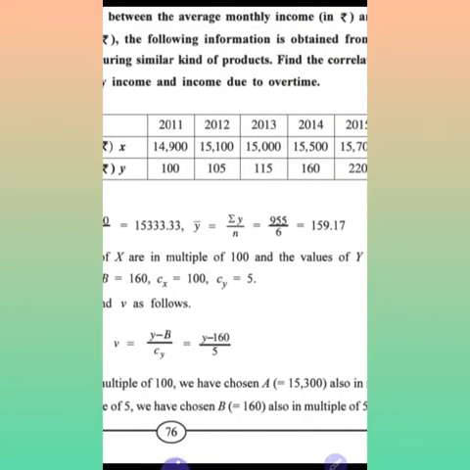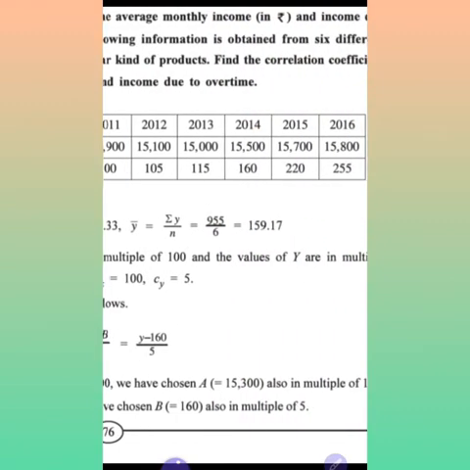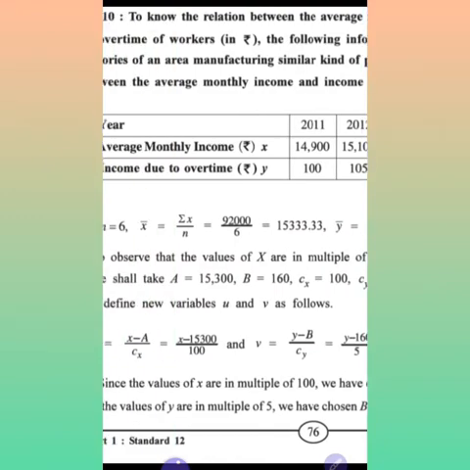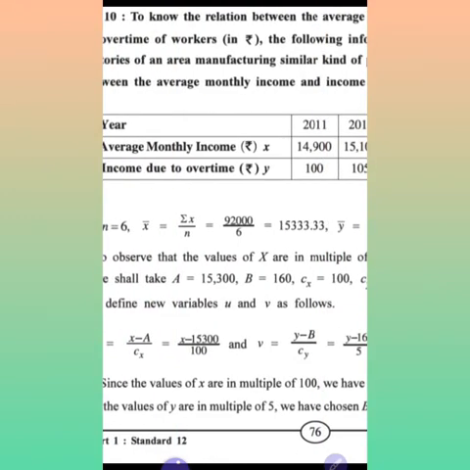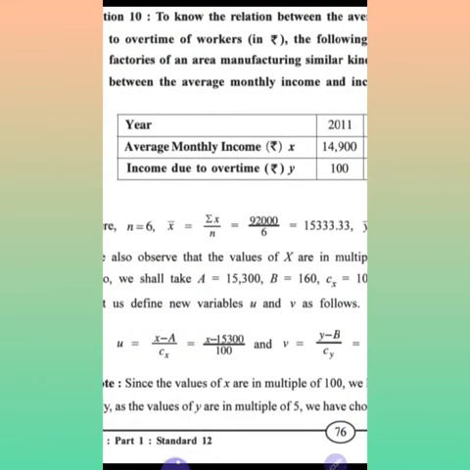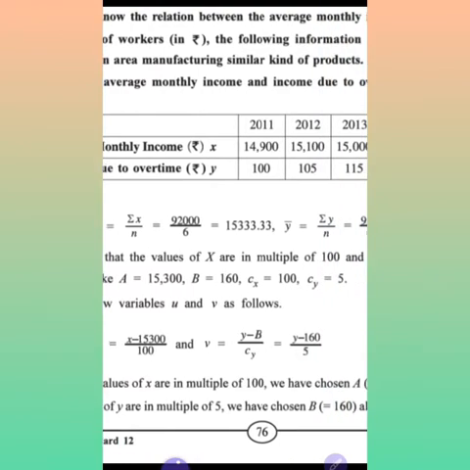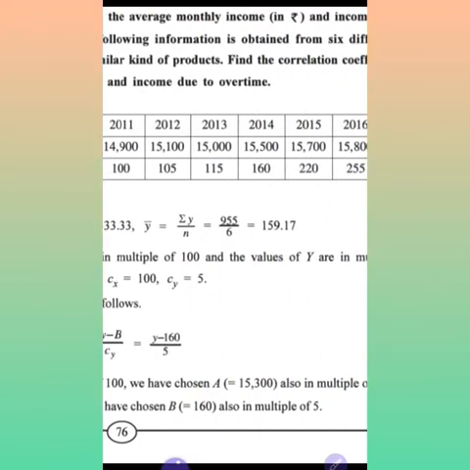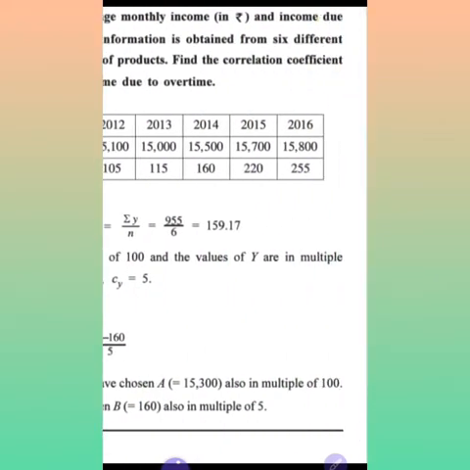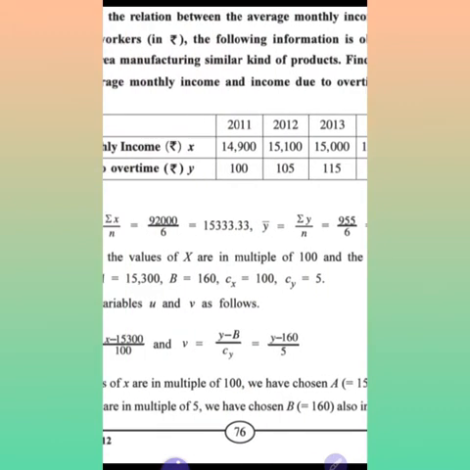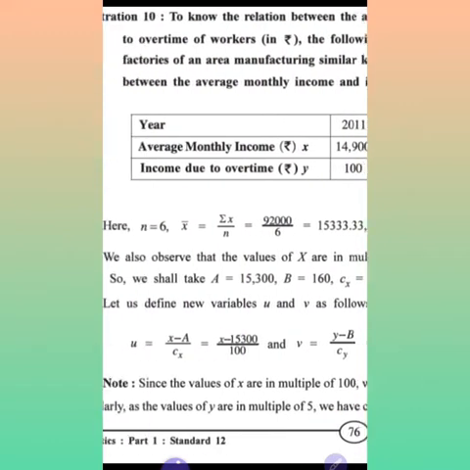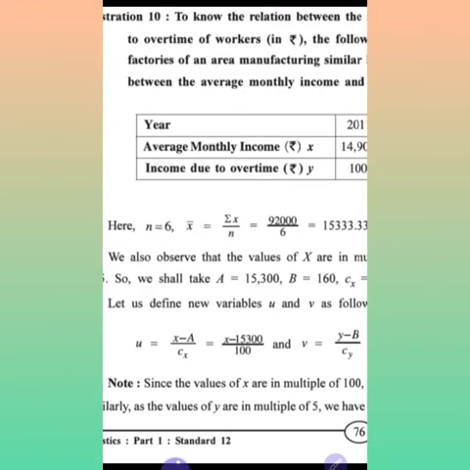So over here 6 years are there from 2011 to 2016. They have given us the average monthly income, right, and they have also given us the income due to overtime. Now we know, as we need to find out correlation coefficient, the first step is to find out the mean. Over here, because 6 years are there, your n is equal to 6.